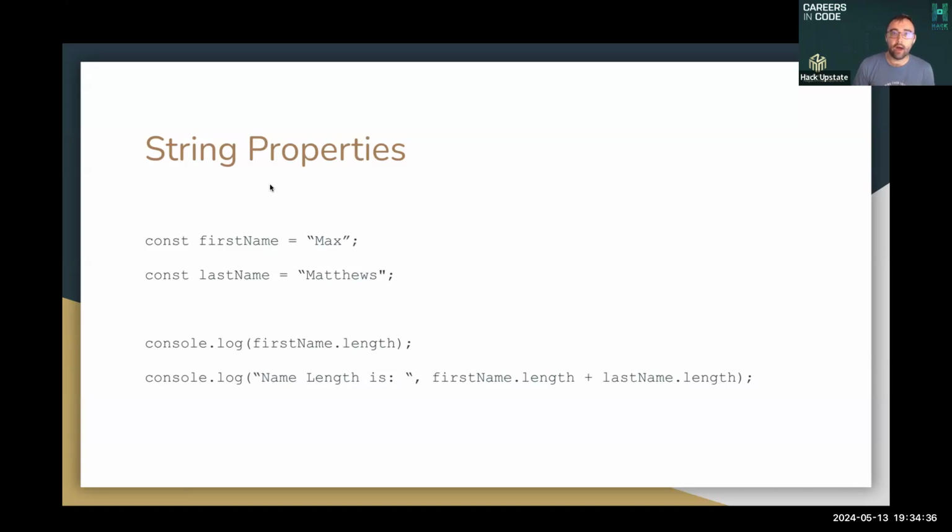Strings have some interesting properties on them that we can access. Objects and arrays do as well. We'll get into those in a second. But it's often helpful to know how long a string is. And so what we are able to do is say first name dot length, and it will go, oh, let me go get first name. That means Max. I can get that dot length. And because the length comes back as a number, we can actually say name length is, and then add those two together. And because those are both numbers, it will actually do that.